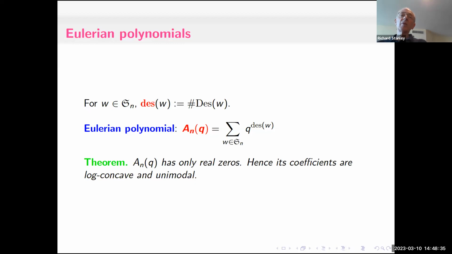Well, there are many things you can say about Eulerian polynomials. Let me just mention one theorem that you can think about generalizing: that all its zeros are real. And it's well known, since it has positive coefficients, that its coefficients are log concave and unimodal.